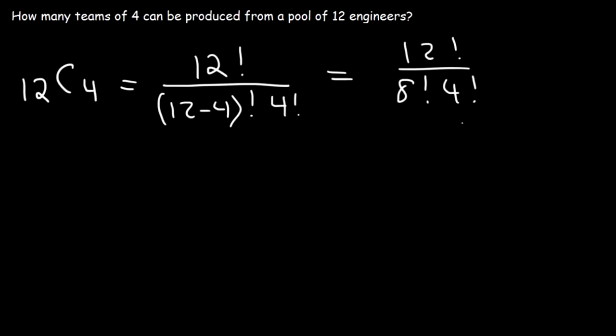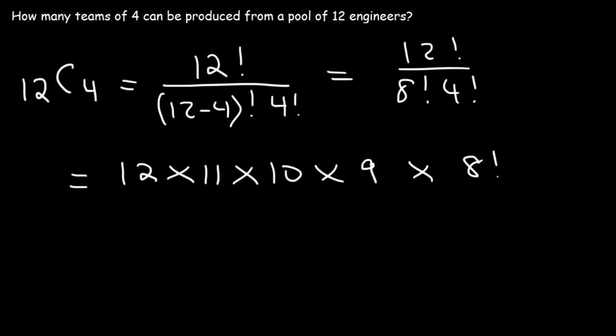Now, if you don't want to write 12 times 11 times 10 times 9 times 8 times 7 all the way to 1, here's what you can do. Notice that you have an 8 factorial on the bottom. So you want to write 12 just before you get to 8. So 12 factorial is 12 times 11 times 10 times 9 times 8 factorial. Because 8 factorial will go from 8 to 1, and you don't need to write all of it. Stop at 8 factorial because we can cancel it in the next step.